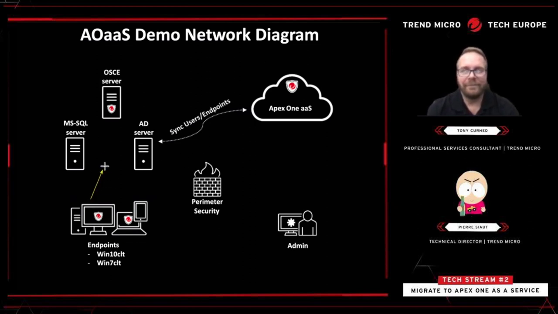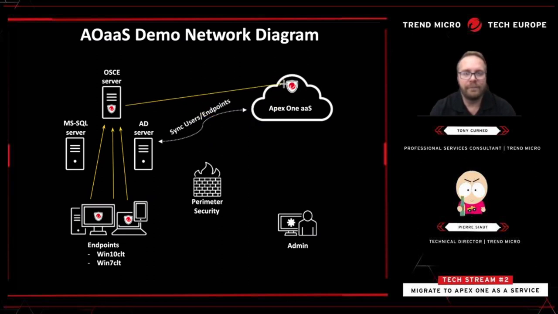Okay, this one. That's better. We have this kind of traffic usually. And then we have the OfficeScan component and TMCM going to the cloud to get signatures and data and everything, right? Reputation.